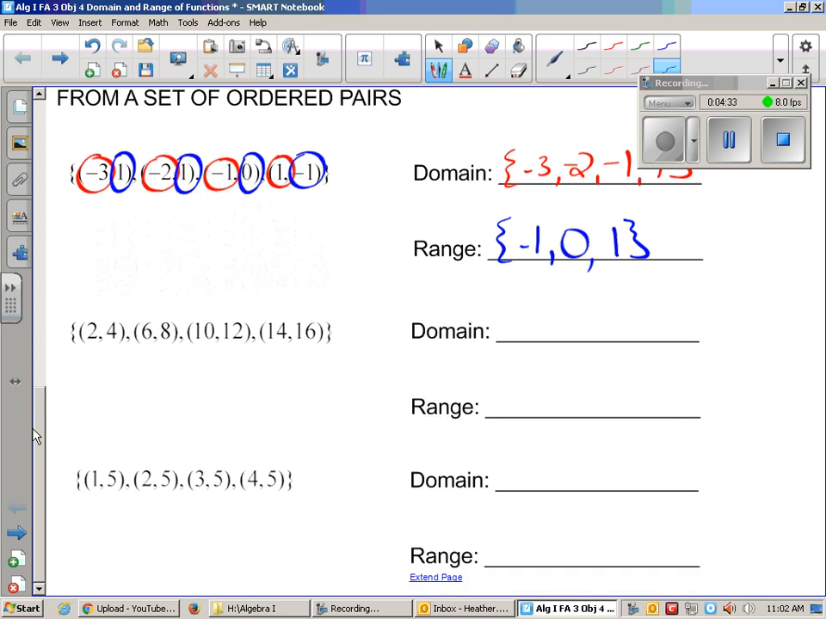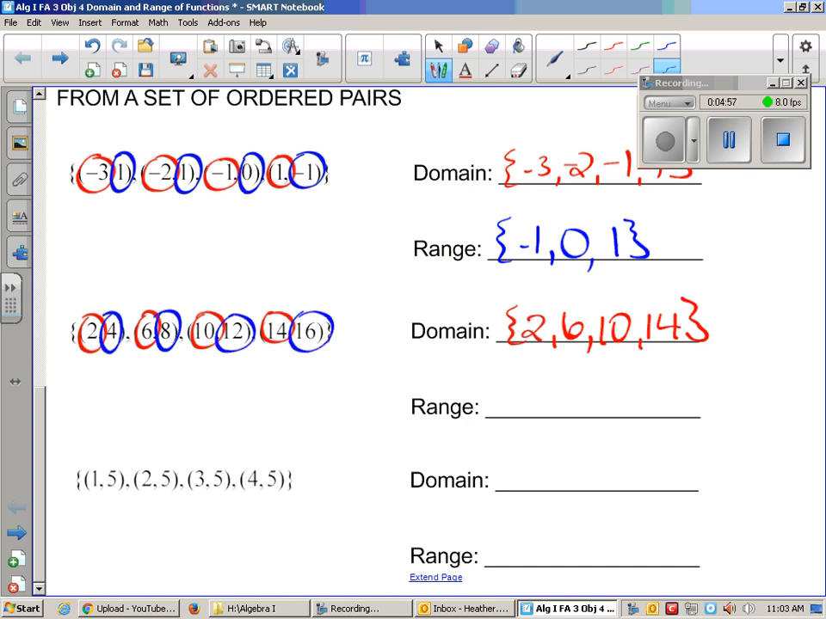This next one, domain, first numbers. Write those down in curly brackets. They're in order, 2, 6, 10, and 14. And my y's, 2, 8, 12, and 16, those are all different numbers, and they are in smallest to largest order.